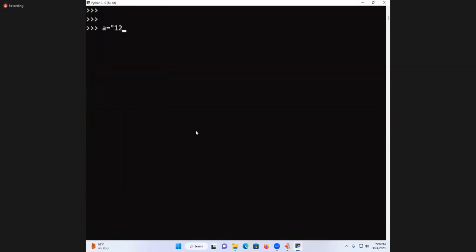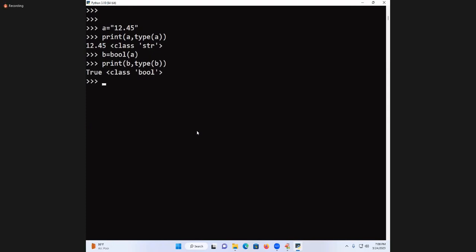A is equal to 12.45. Print of A. Come on. Possible or not possible? Possible. What is the answer? True. Because it is a non-zero.